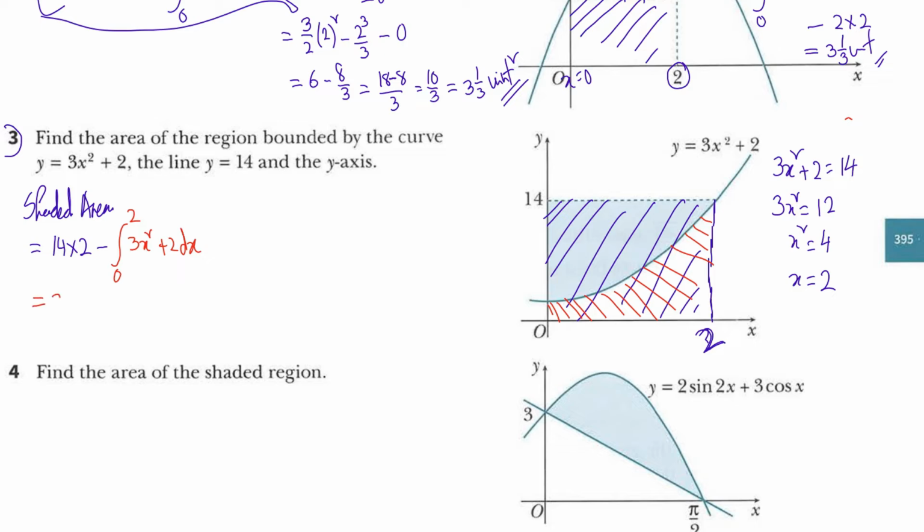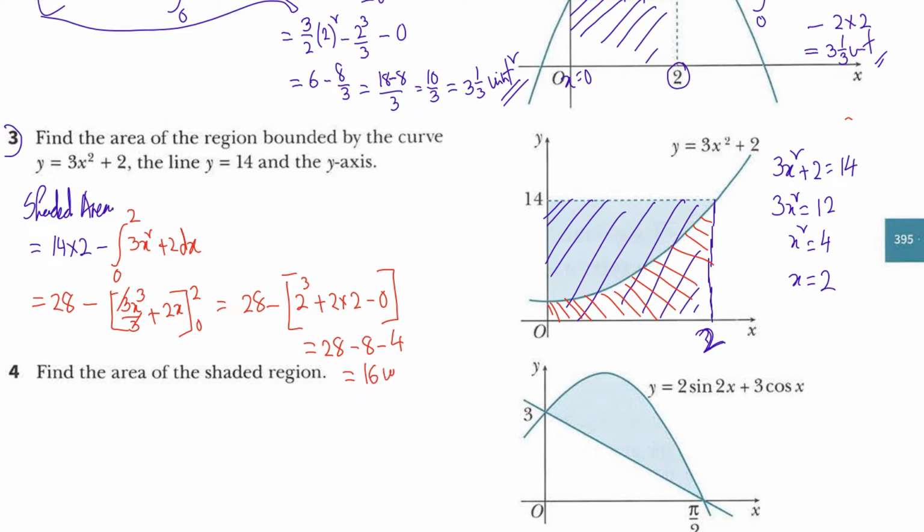So 14 into 2 is 28, minus, let us finish the integration, which is 3x cubed divided by 3, then plus 2x. Let me put the limit 2 and 0. We can write 28 minus, putting the limit, you can cut off 3 and 3, which gives 2 cubed, plus 2 into 2, and if we put 0, all terms become 0. So our expression is 28 minus 8 minus 4. So 16 unit square is our answer to this question.